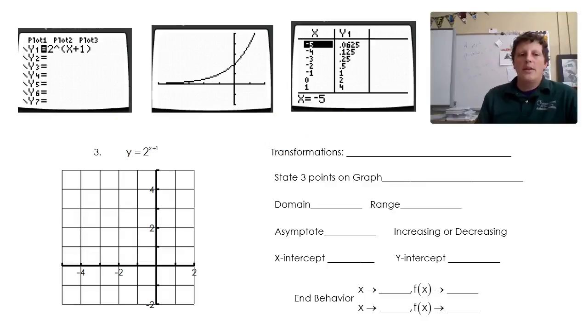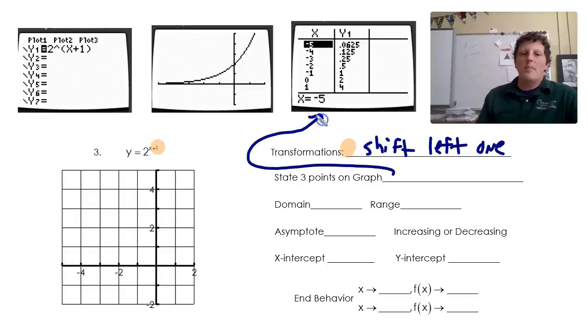Transformations. I notice that there is a +1 in the exponent. Remember that those are shifts left or right, and since it's the opposite of what we see, we're going to say shift left 1. For the 3 points, I'm not going to recopy them down. They're all up here in this table. I'm actually going to put as many of those on here as I can.